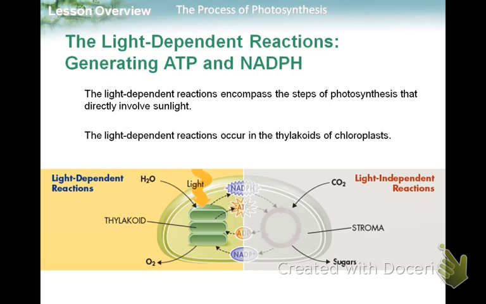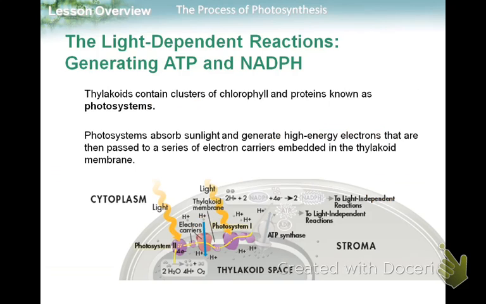So we learned already that the light-dependent reactions involve sunlight, and that they occur in the thylakoids of the chloroplasts. Inside those thylakoids are clusters of chlorophyll and proteins that are called photosystems. These photosystems absorb sunlight and generate the high-energy electrons that are passed to electron carriers in the thylakoid membrane.